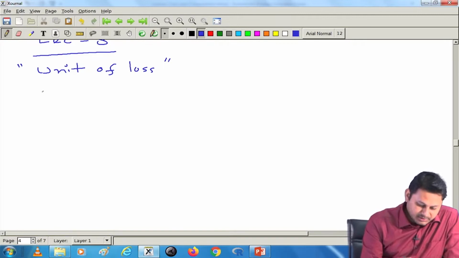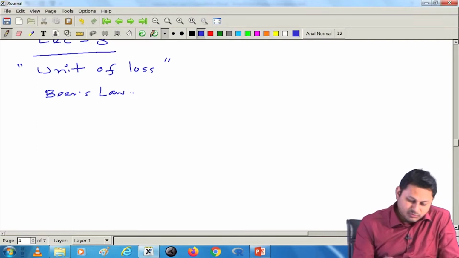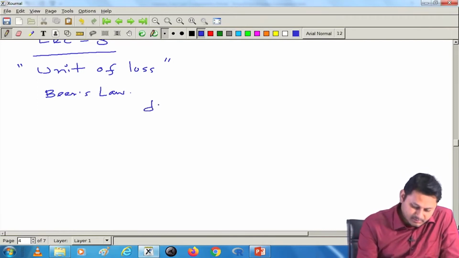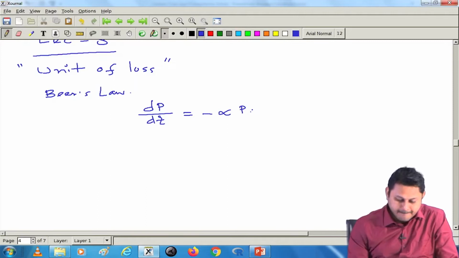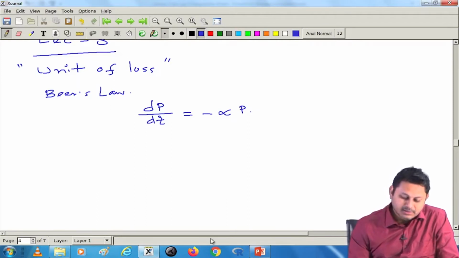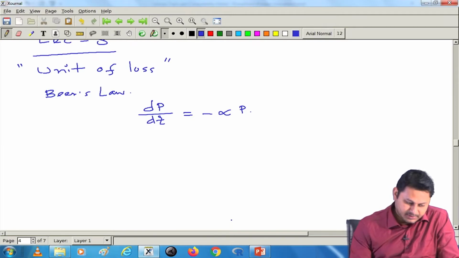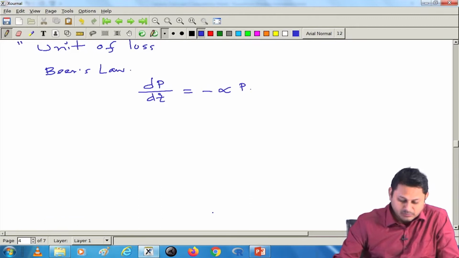Let us start with our well known Beer-Lambert's law, or simply Beer's law. In Beer's law we know that the rate of change of power during propagation, if there is some loss, is defined by this differential equation. It is proportional to the power, and there is something called the loss coefficient. So alpha is the loss coefficient.